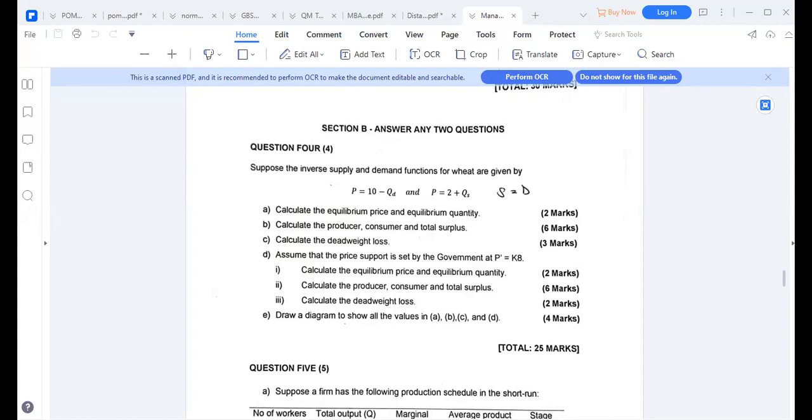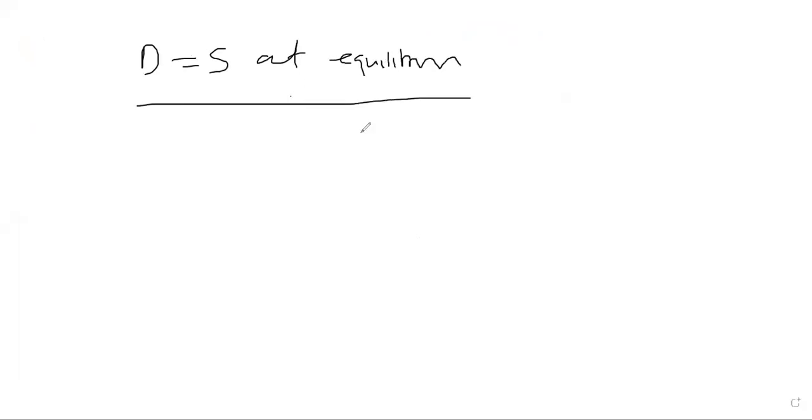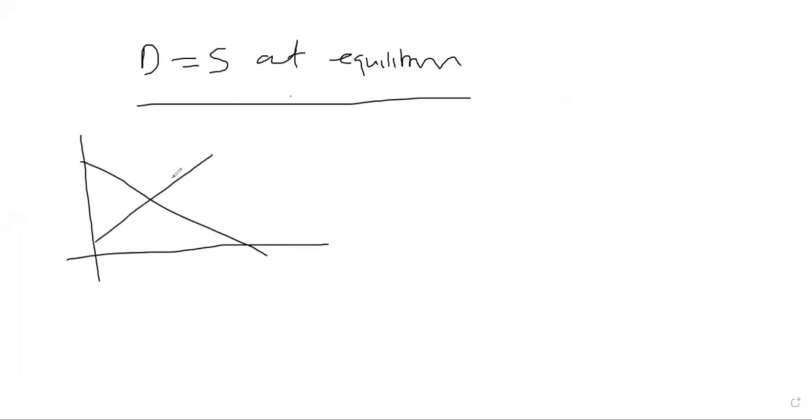So in this case, we shall firstly go into the principles of demand and supply. So demand is going to equal supply at equilibrium. So when we are dealing with equations, we need to understand that if we are going to sketch a demand function which is downsloping, the supply function is upsloping, where they meet is called equilibrium.